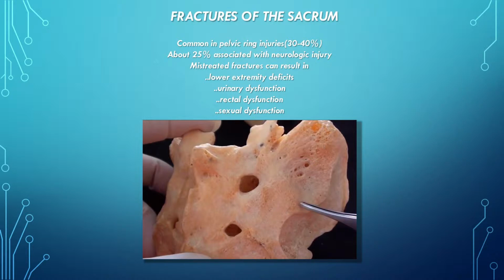We will now look at fractures of the sacrum. Fractures of the sacrum are common in pelvic ring injuries, in 30 to 40% of cases. About 25% are associated with a neurologic injury. Mistreated fractures can result in lower extremity deficits, urinary dysfunction, rectal dysfunction and sexual dysfunction.